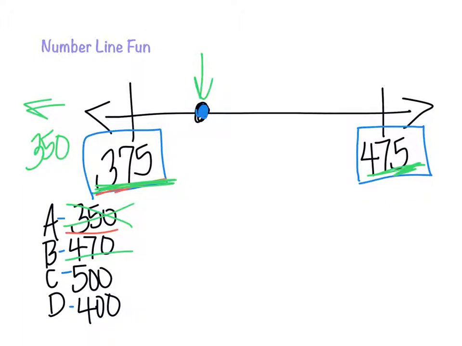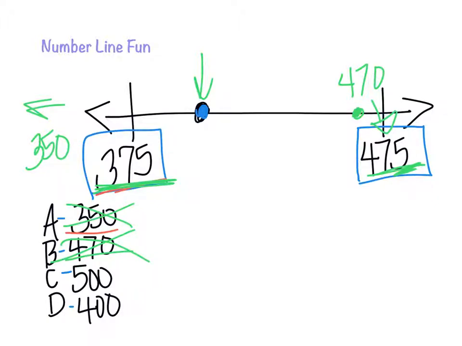So 470, if I was going to put it on my number line, I'd probably put it right about there. So 470 needs to be close to 475 because that's how we count in our number lines. 470, 471, 472, 473, then finally 475. It has to be close to our end number. So that cannot be the answer to my dot.